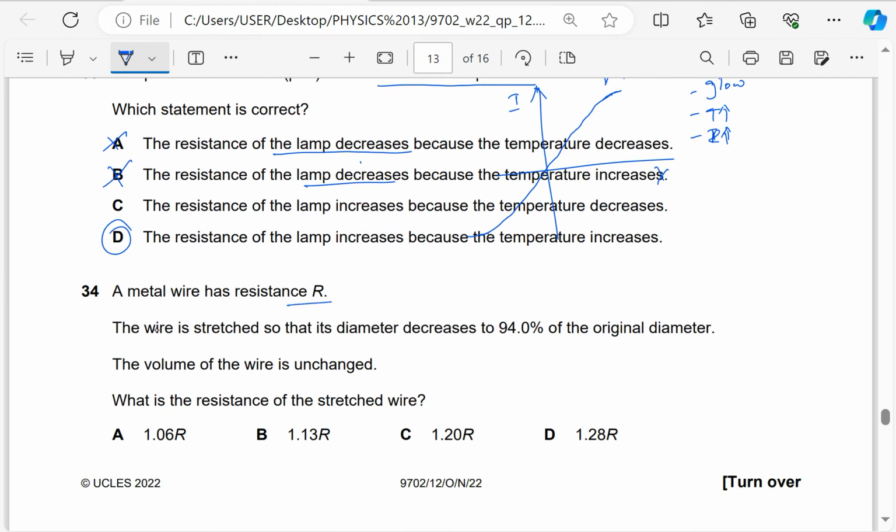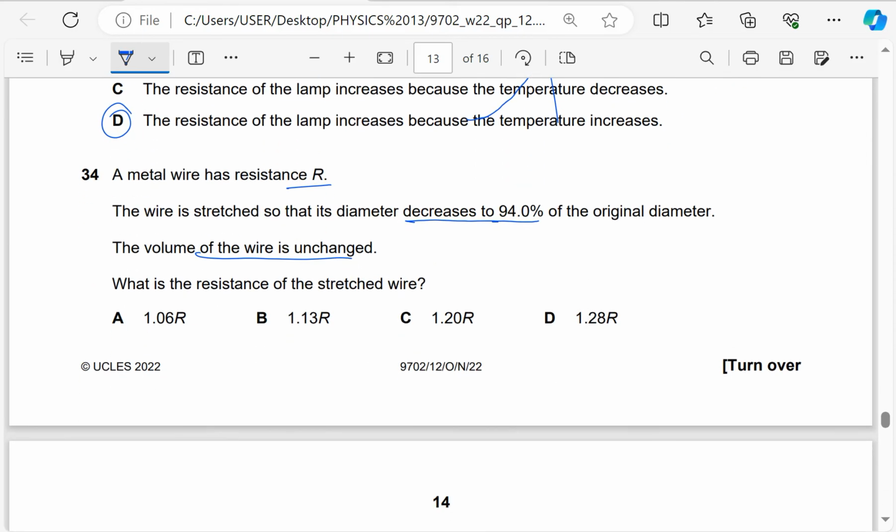A metal wire has resistance R. The wire is stretched so that the diameter decreases to 94.0%. That is the decrease in diameter. It decreases to 94.0%, which is the same as 0.94 of the original diameter. The volume of the wire is unchanged, so volume is going to be the same. What is the resistance of the stretched wire?